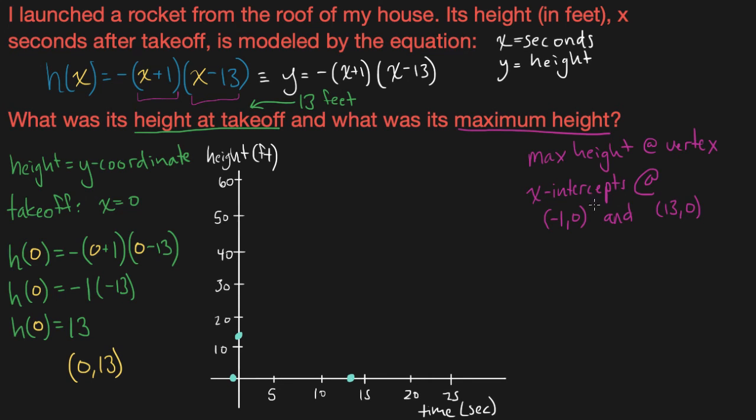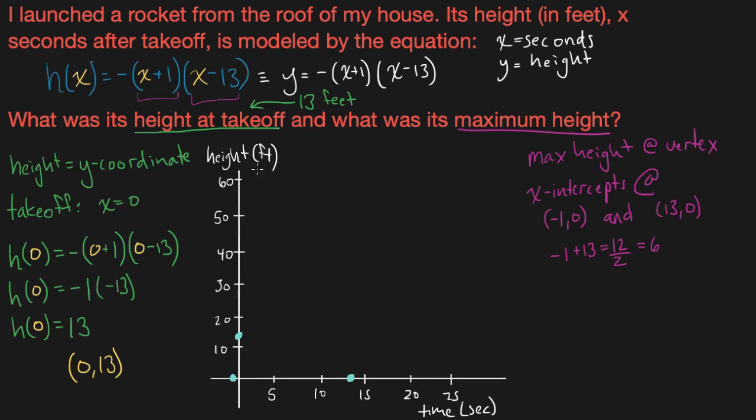Well, I can work that out here. I can just take the average or the arithmetic mean of -1 and 13. So that's -1 plus 13, which is equal to 12. And then I just divide that by 2 because I have two numbers. This is just taking the arithmetic mean like we did back in unit 1 or 2, I believe. So 12 divided by 2 is 6. And so that tells me that the x-coordinate of my axis of symmetry is 6.